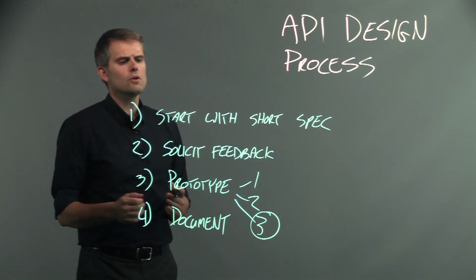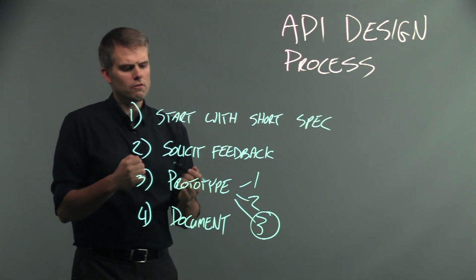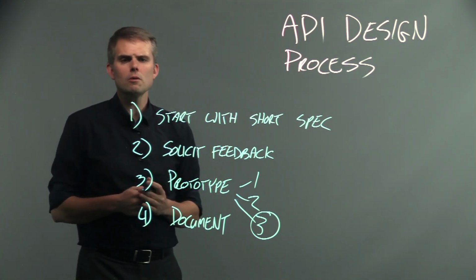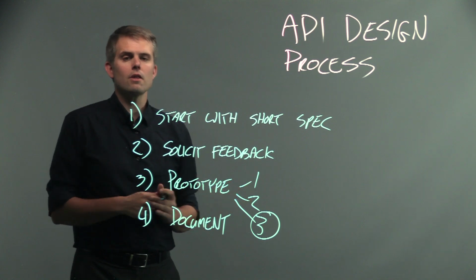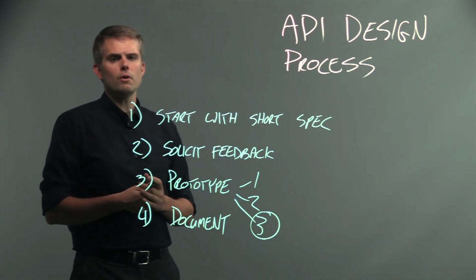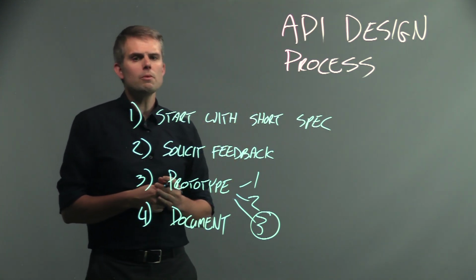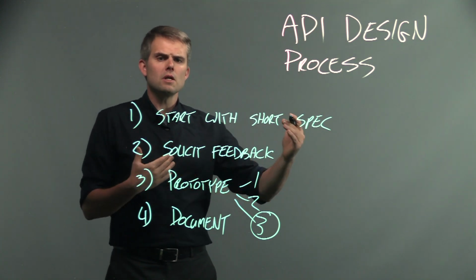Right, so this really is an iterative process, just to reinforce that. We want to start with our spec, solicit the feedback, and prototype, and we might need to go back to the beginning. Or we might realize that our prototypes are no good and we're going to throw them away altogether. So this is an iterative process so that we can refine our APIs before they're released. Because once we release that API, it really is forever, and we're going to be stuck supporting it into the indefinite future.